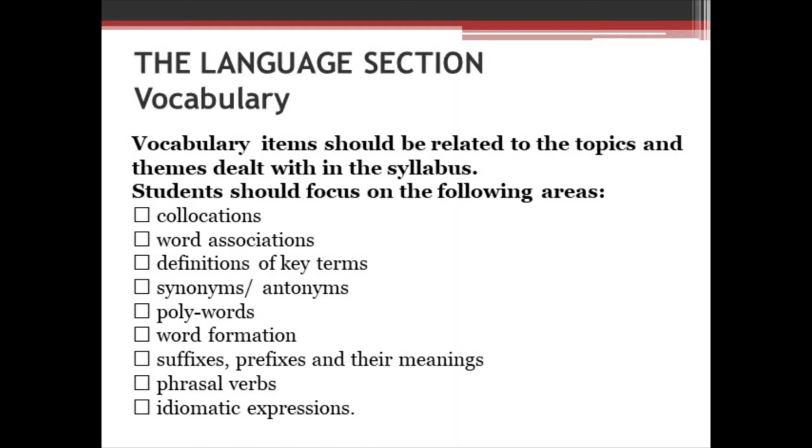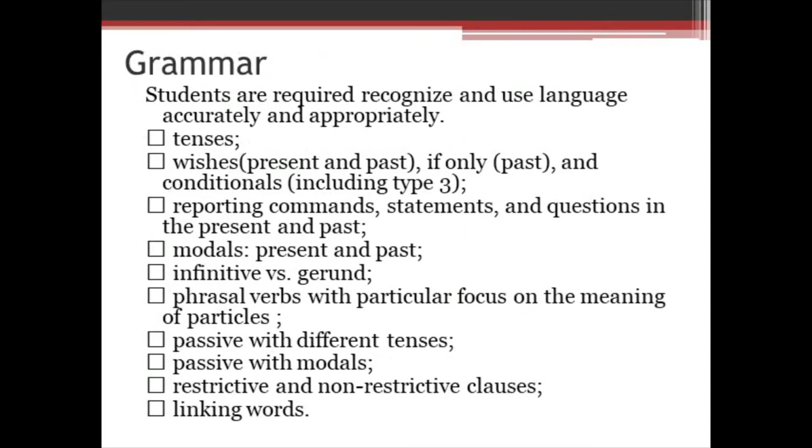With respect to grammar, you are required to recognize and use language accurately and appropriately. For example, you may have questions about tenses, wishes in the present, in the past, if only plus past, and conditionals, including conditional type 3. Reporting commands, statements, and questions in the present, in the past. So this question is related to reported speech.